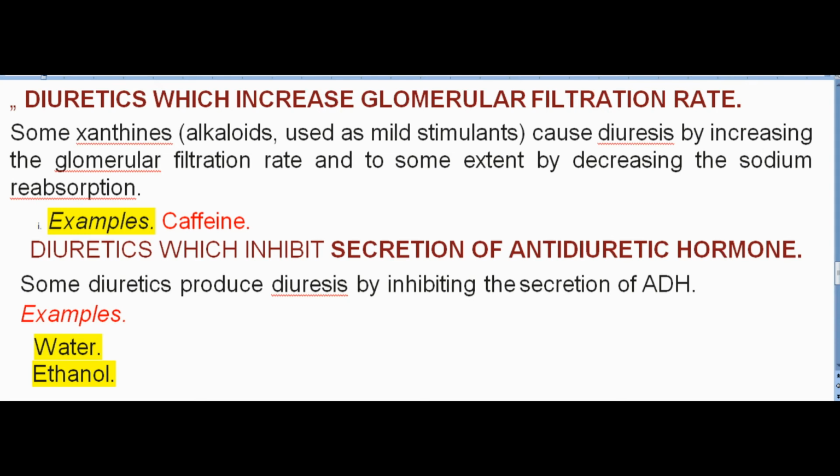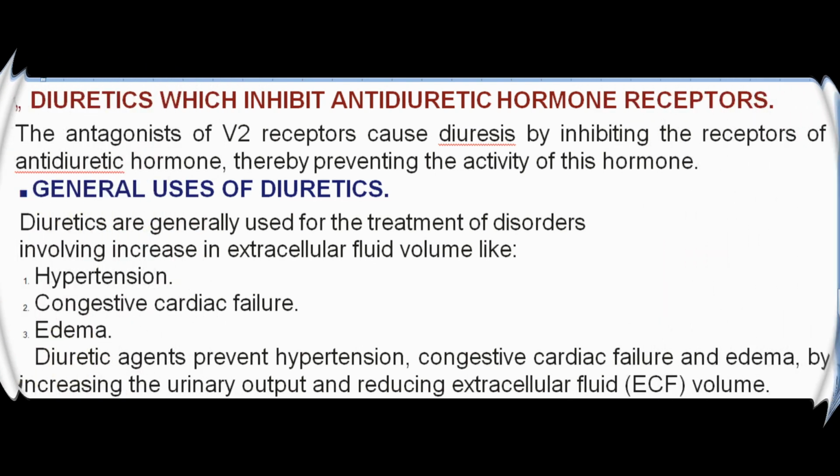Diuretics which inhibit secretion of antidiuretic hormone. Some diuretics produce diuresis by inhibiting the secretion of ADH. Examples: water, ethanol. Diuretics which inhibit antidiuretic hormone receptors. The antagonists of V2 receptors cause diuresis by inhibiting the receptors of antidiuretic hormone, thereby preventing the activity of this hormone.